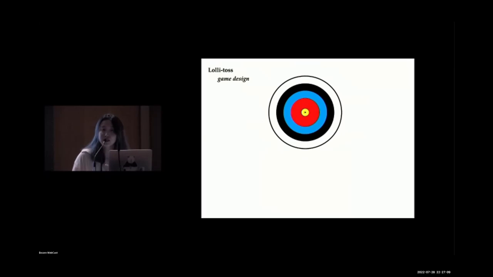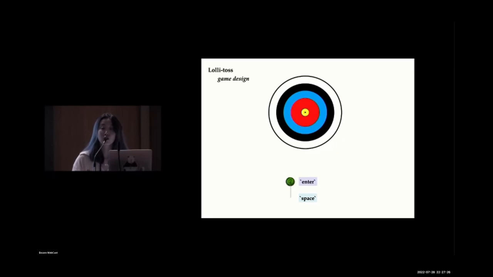So participants across both experiments get introduced to the game in exactly the same way. They're told that the goal of the game is to shoot the lollipop to be as close to the bullseye as possible. And they will use the space key to stop the lollipop from moving sideways.